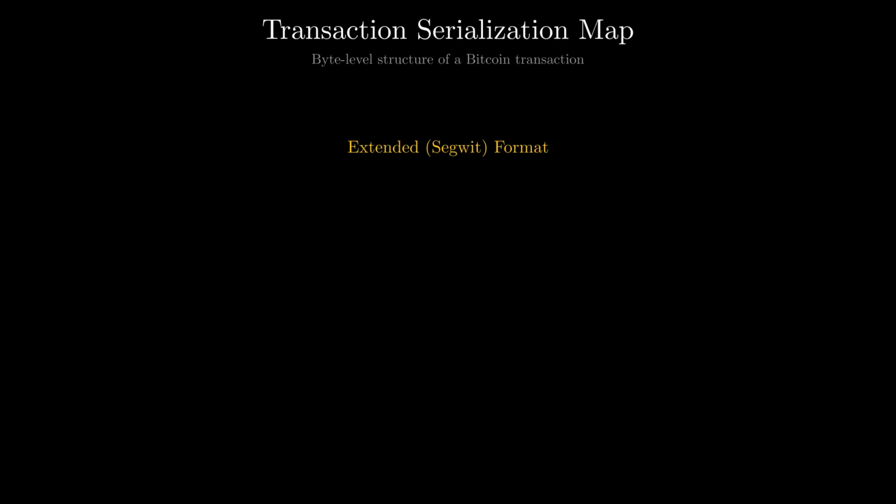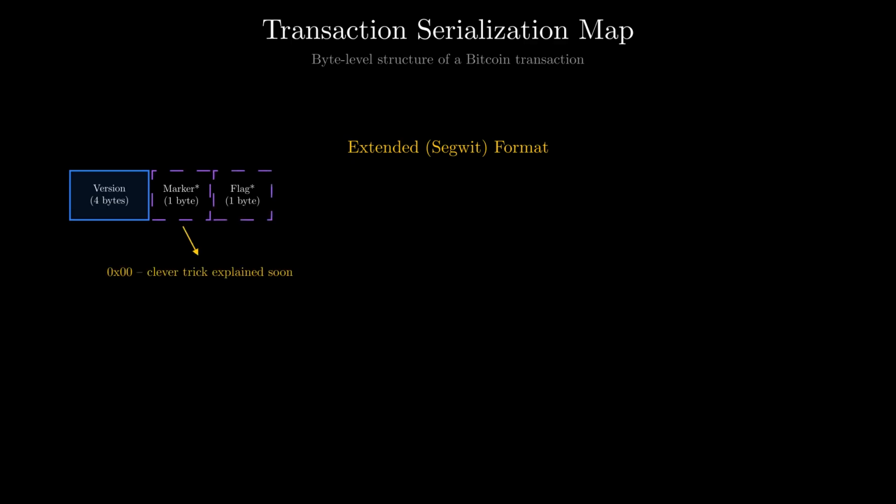When serialized, converted into a sequence of bytes for storage or transmission, it follows a specific format. First, 4 bytes for the version number. This tells nodes which rules apply to this transaction. Next, in the modern format, come 2 special bytes, a marker byte and a flag byte. We'll return to these. They contain a clever trick. Then comes a variable length integer for the input count, followed by the inputs themselves.